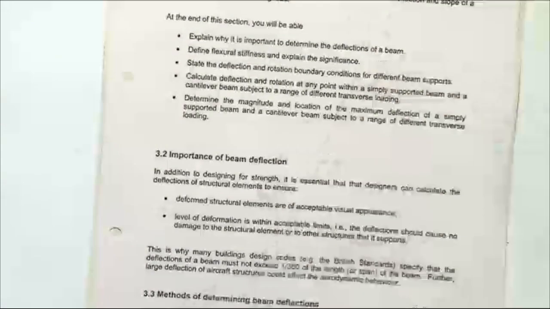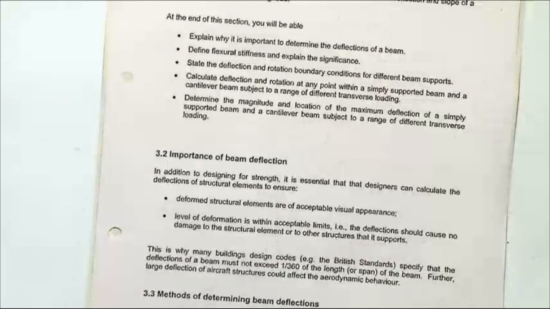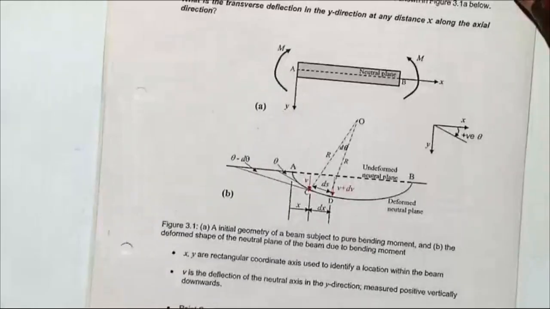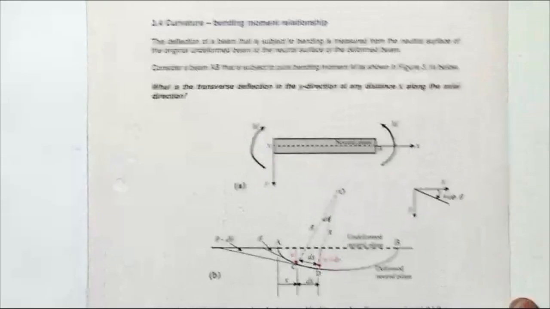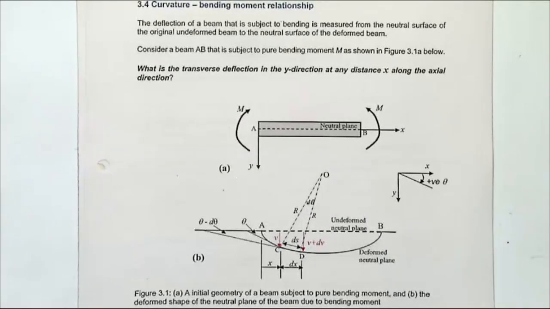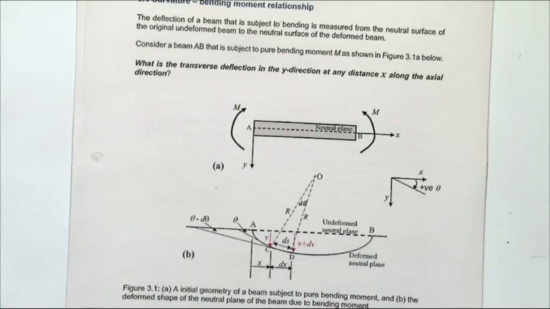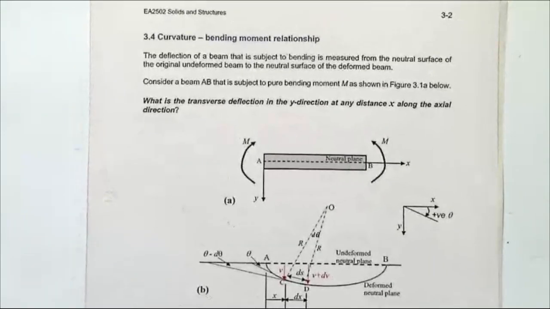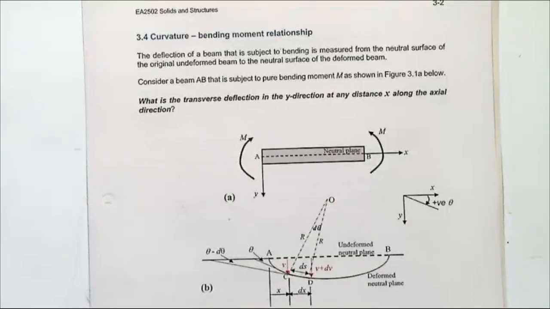So our aim is to find the deflection in the beam that is subjected to some loading, and the loading has subjected the beam to bending. So we want to relate the magnitude of the bending moment to the magnitude of the deflection. Okay, so I've got a beam that was initially straight, and we've applied a bending moment. The bending moment is coming from the load.